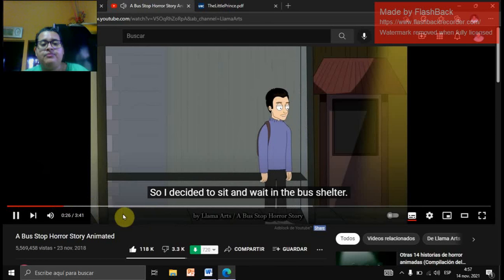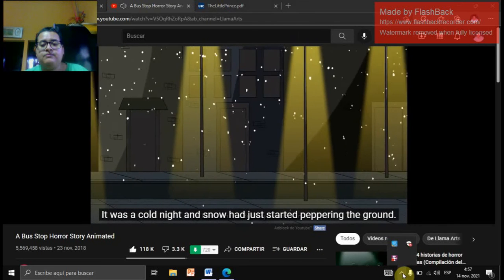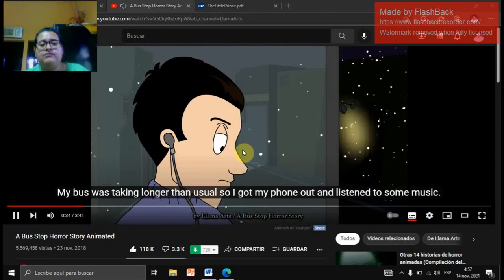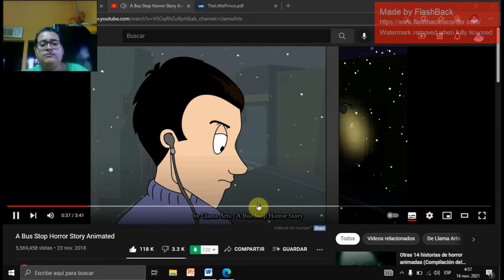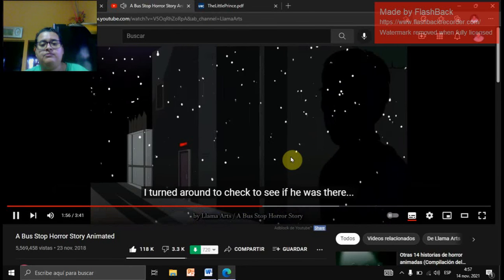To sit and wait in the bus shelter. It was a cold night and snow had just started peppering the ground. My bus was taking longer than usual, so I got my phone out and listened to some music. Almost an hour to the next bus stop. I turned around to check to see if he was there.